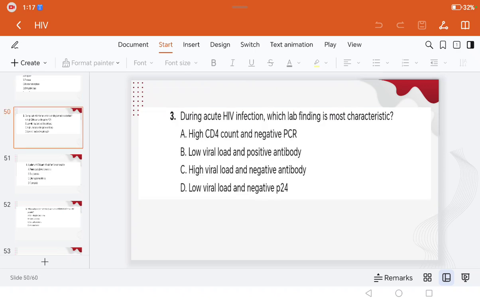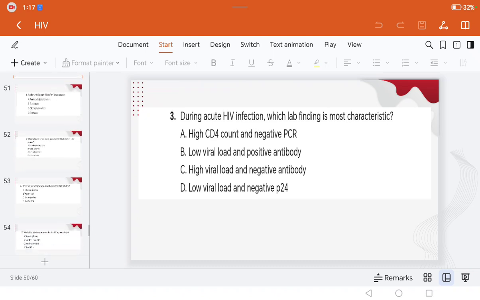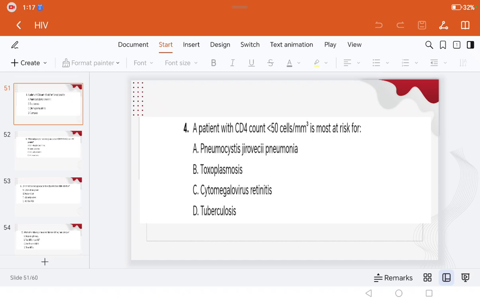Reverse transcriptase. Number three, during HIV acute infection, which lab finding is more characteristic? A. High CD4 count and negative PCR. B. Low viral load and positive antibody. C. High viral load and negative antibody. Or D. Low viral load and negative P24. So the answer is C. High viral load and negative antibody.